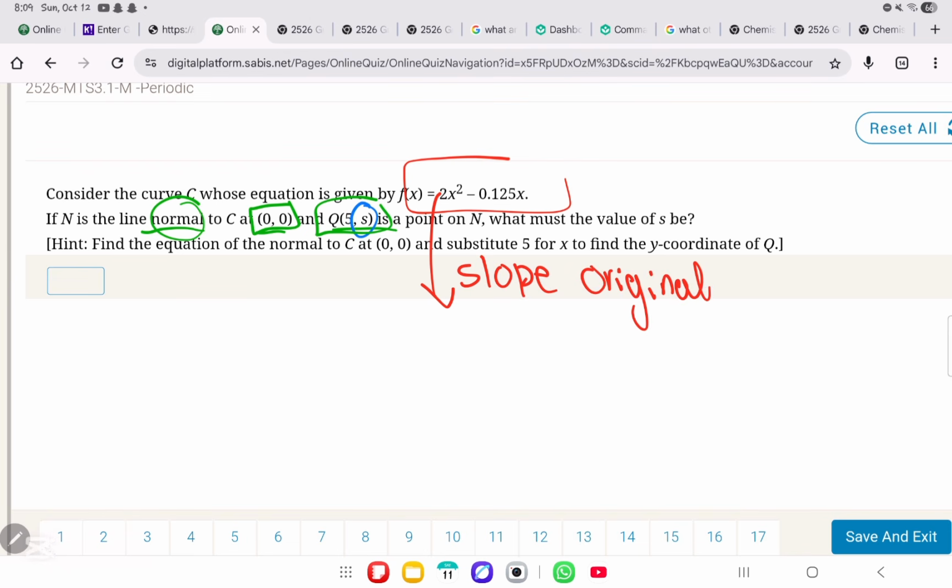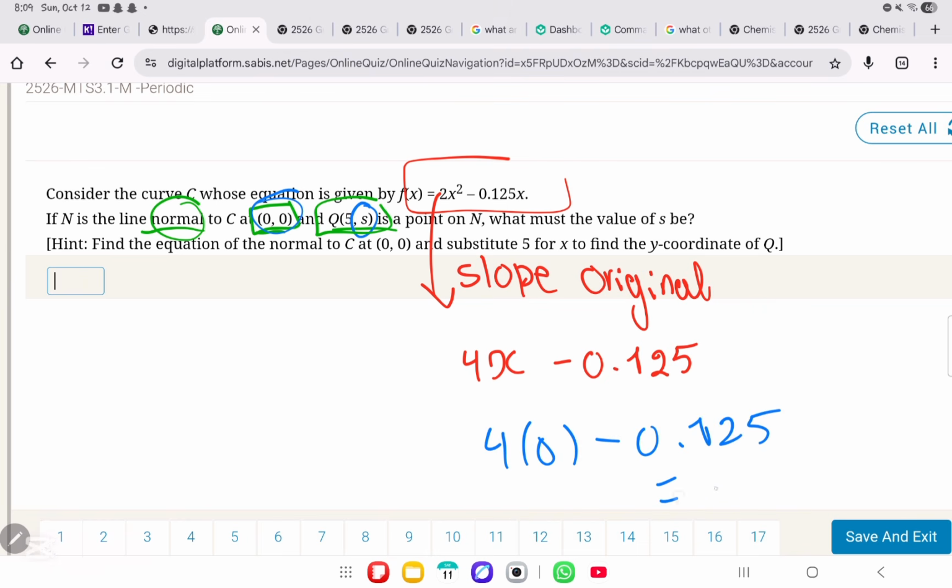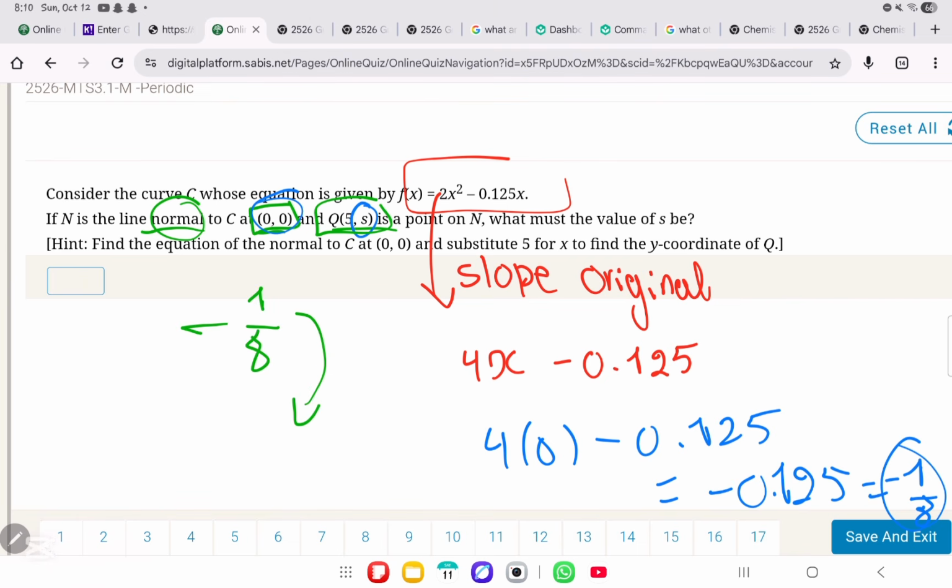How do we find it? We take the derivative, so that's going to be 4x minus 0.125. And then you substitute the point we are given, which is 0. So 4 times 0 minus 0.125. That's minus 0.125, so that's going to be minus 1 over 8. This is the original slope. How do we take the normal now? We take minus 1 divided by minus 1 over 8. That's going to be 8.